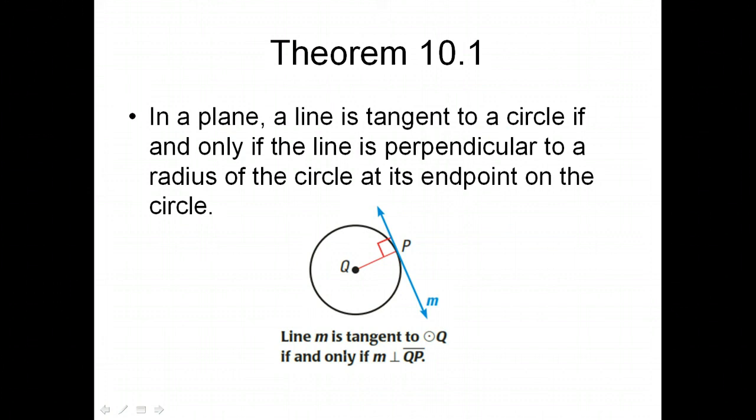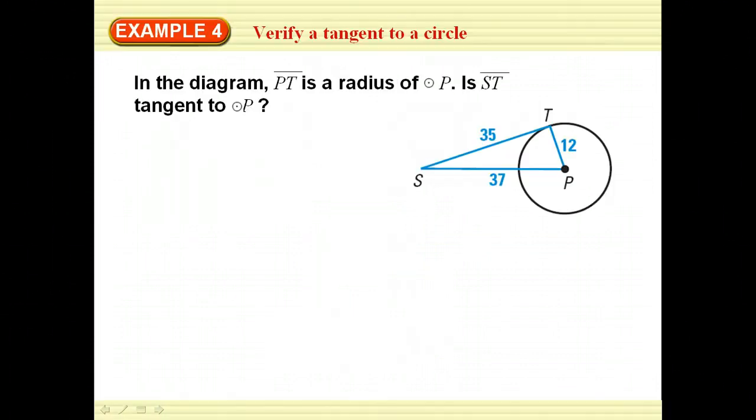Theorem 10.1 says that in a plane, a line is tangent to a circle if and only if it is perpendicular to the radius at the point of tangency. So wherever the point of tangency is, there has to be a radius perpendicular to it for it to actually be a tangent. So in here, is line segment ST tangent to P?